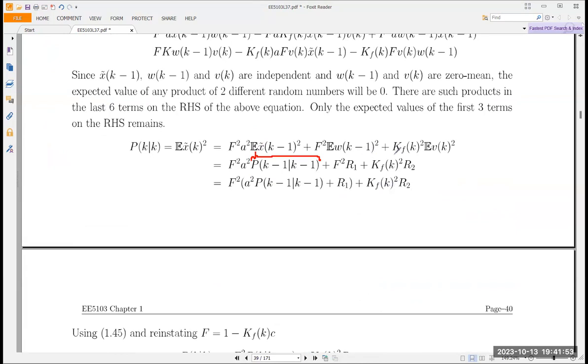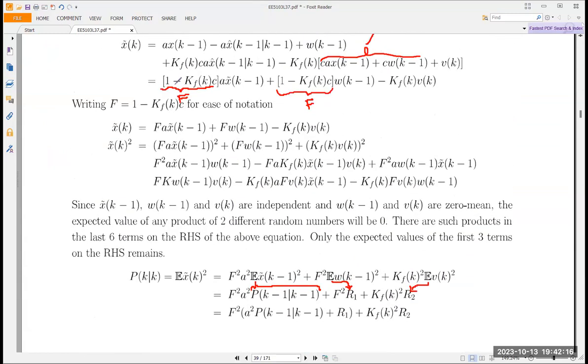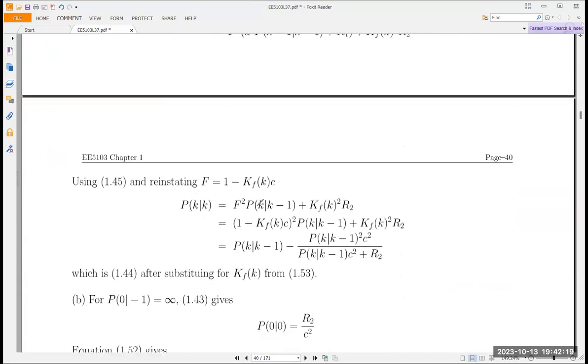Then again, we say before this one, expectation of this is R1. Expectation of V is R2. Okay, then nothing. You go and rewrite it nicely. You will get this. F was defined as this. So you put back F, you will get this. All right. Then you go and write things some more. Write things some more. You will get this. Okay. And this is 1.44.